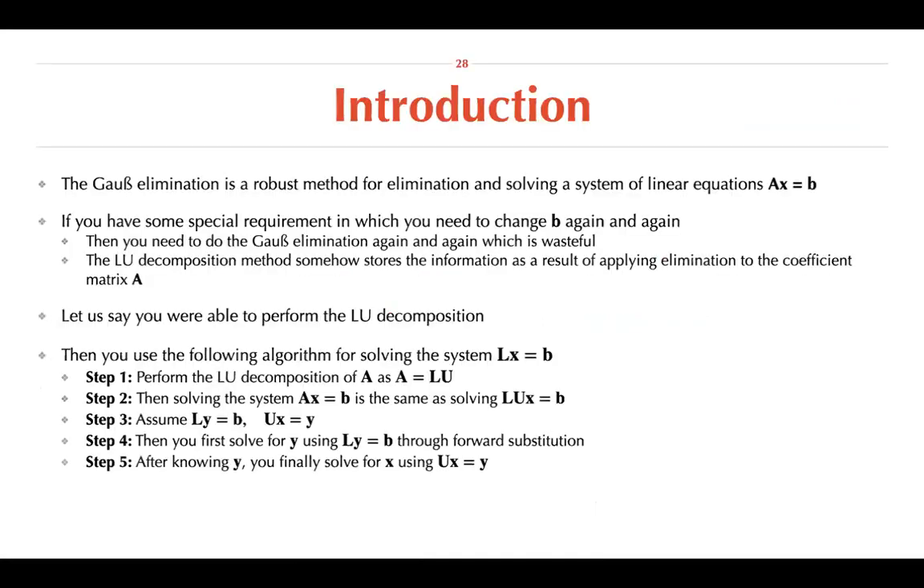A brief introduction. The Gauss elimination method is a robust method for elimination when you want to solve a system of linear equations like this. In some cases you have to change the B coefficient, the matrix on the RHS, again and again, and you need to perform the same Gauss elimination again and again, which is very wasteful. So in those cases, you try to store the operations that you performed on A in some way that I will talk about, so that you don't have to perform all those elementary row transformations on the coefficient matrix. This is the basic idea behind LU decomposition.